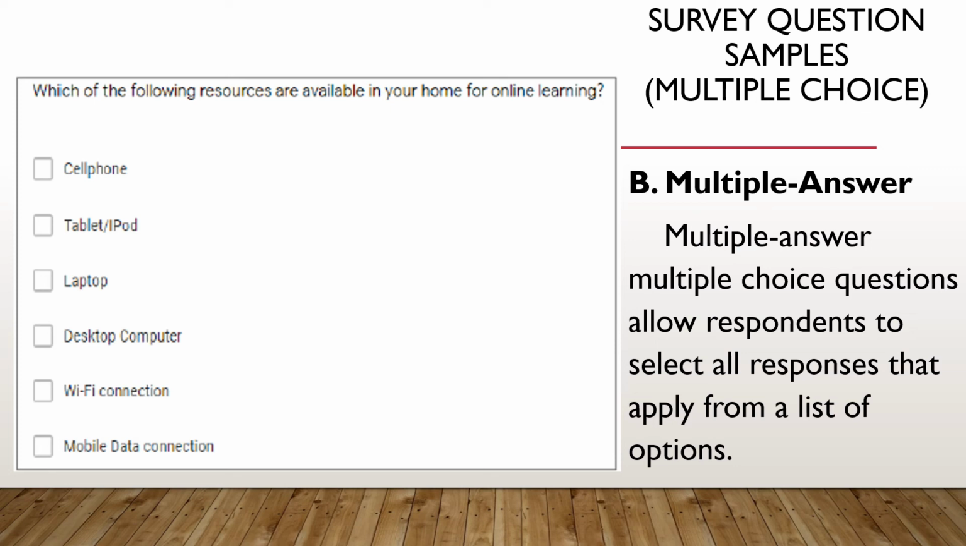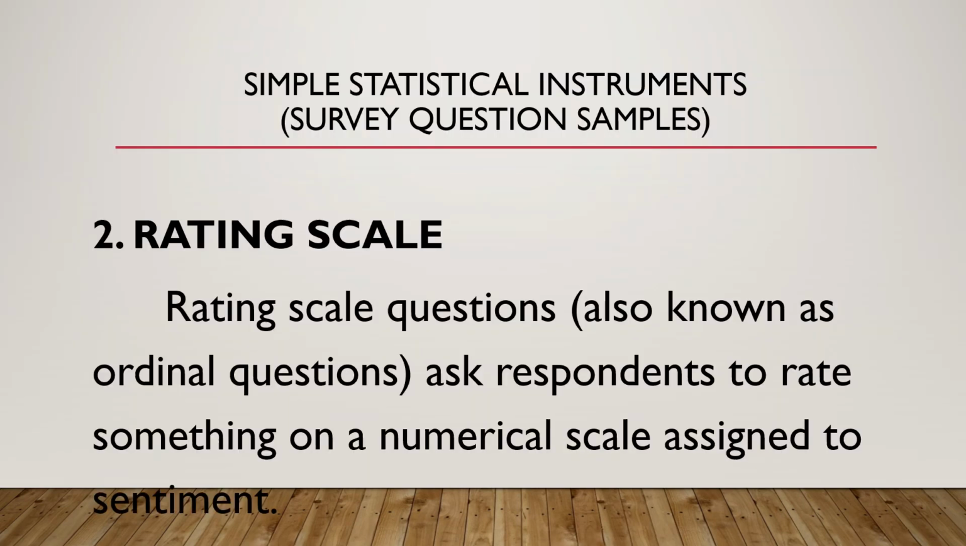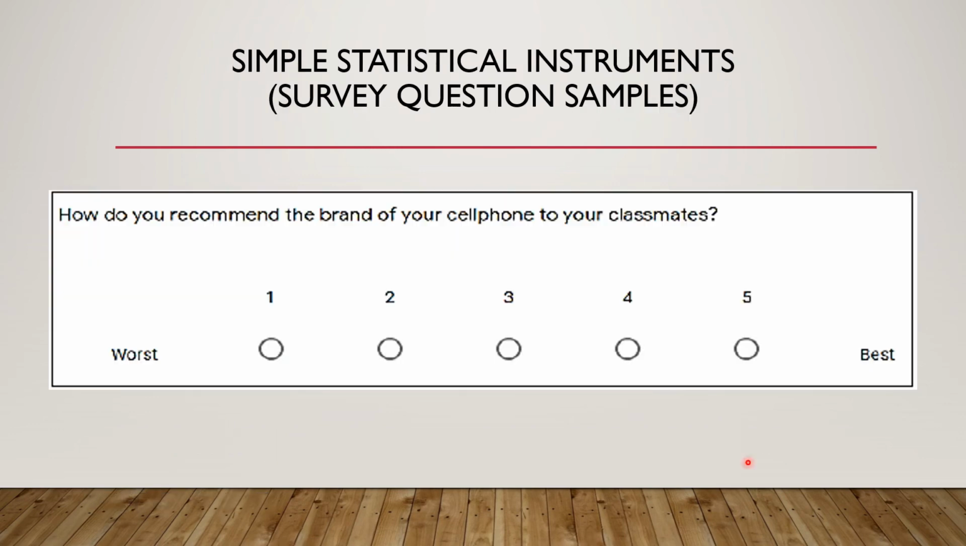The second statistical instrument is the rating scale. Rating scale questions, also known as the ordinal questions, ask respondents to rate something on a numerical scale assigned to sentiment. So we have here an example. How do you recommend the brand of your cell phone to your classmates? All you have to do is to rate it 1 to 5, 5 being the best and 1 the worst. So you'll just choose from these numbers.